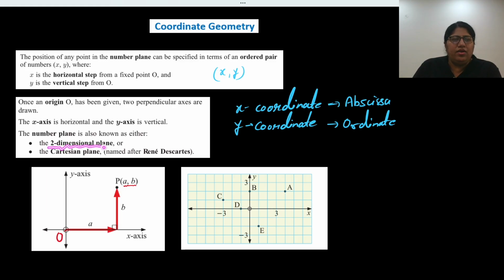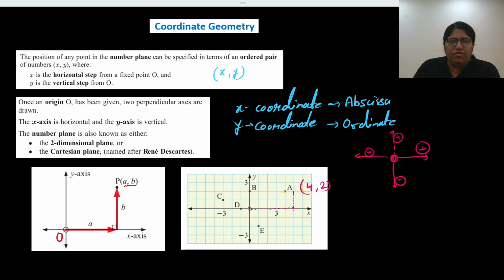This two dimensional plane is also called the Cartesian plane, after the mathematician Rene Descartes. Here the Cartesian plane is given with some points A, B, C, D, E. If you are moving to the right in the x direction, it is positive. If you are moving to the horizontal negative side from the origin, it will be negative. Similarly, moving up from the origin is positive, and moving downward is negative.